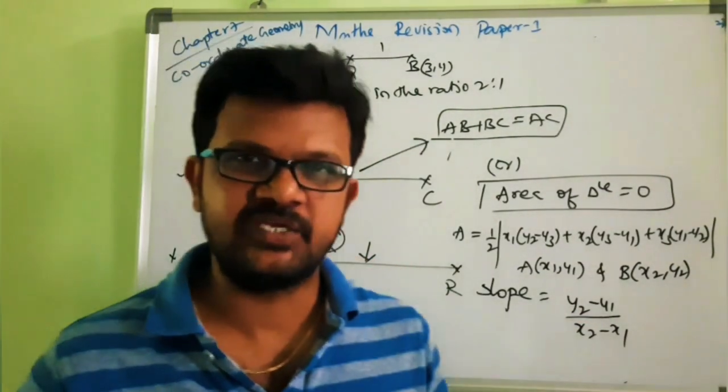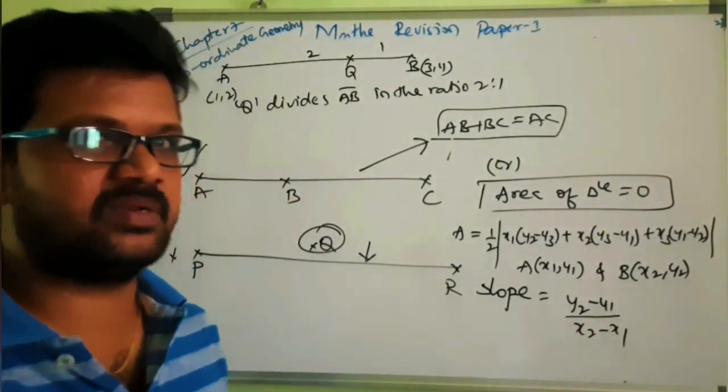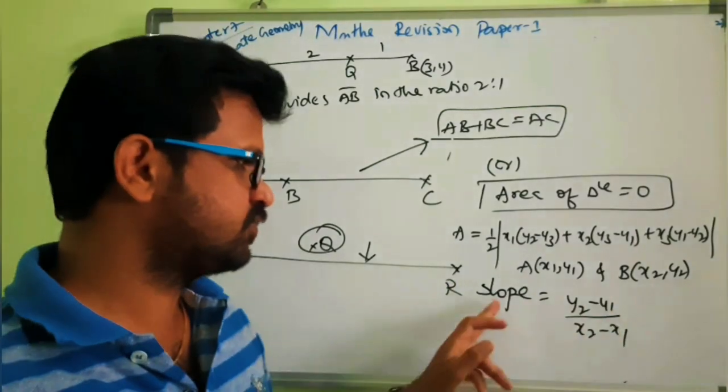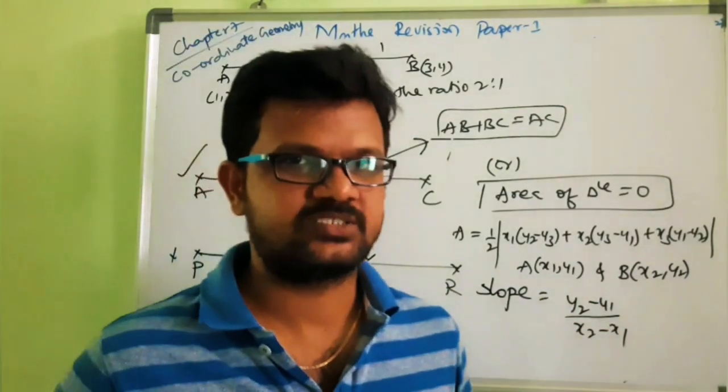There is no modulus for slope. Slope can be negative, slope can be positive, or slope can be 0. There is no modulus. Keep in mind, some students keep modulus for this. Slope is equal to y2 minus y1 by x2 minus x1.